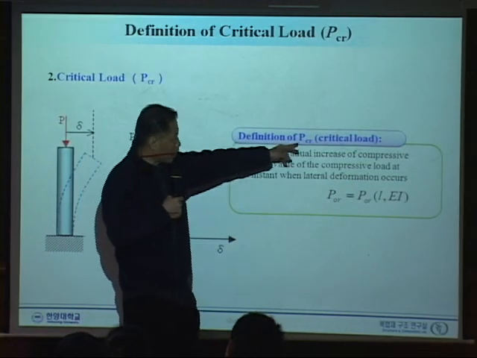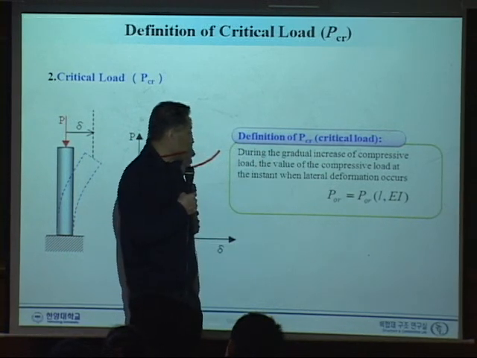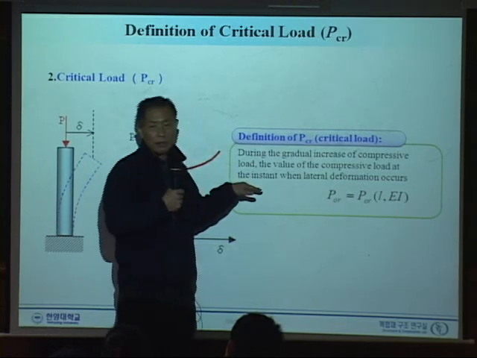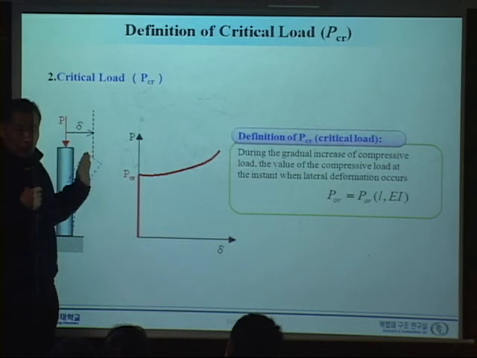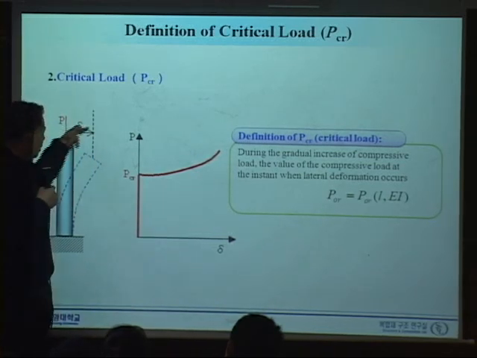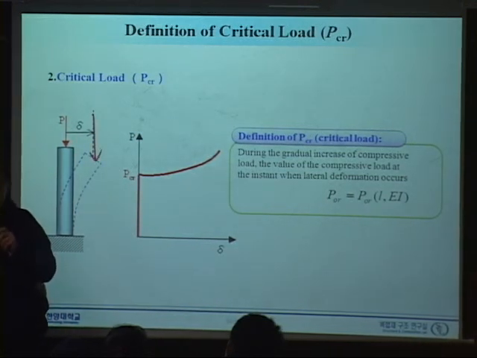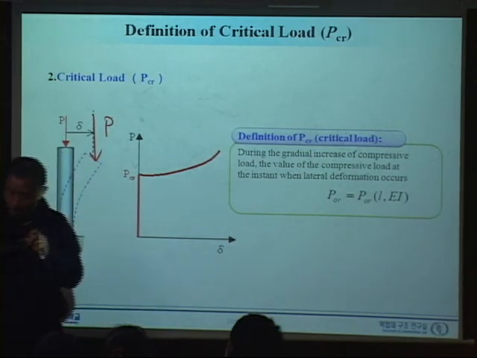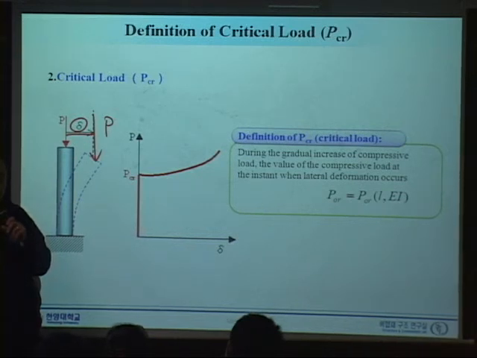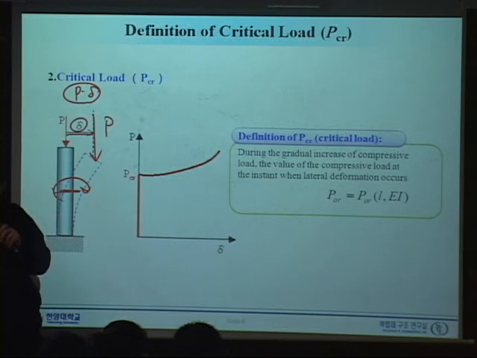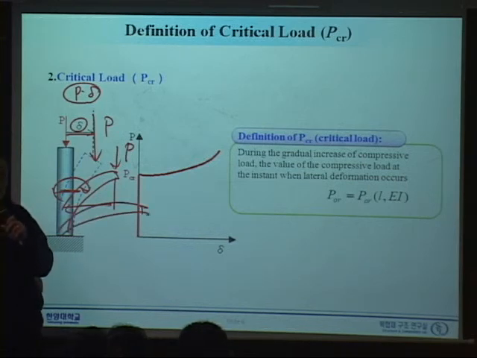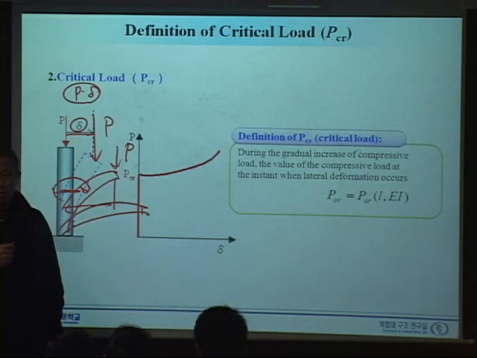So the definition of P, the critical load: during the gradual increase of a compressive load, the value of the compressive load at the instant when lateral deformation occurs. Once lateral deformation occurs, what will happen is that this P is applied actually here, because the P always follows the structure, and this distance, P times delta, generates moment, right? Bending moment in the structure, and it increases more deflection, and P comes here, oops, there's more moment, and it deflects more, and just goes unstable.